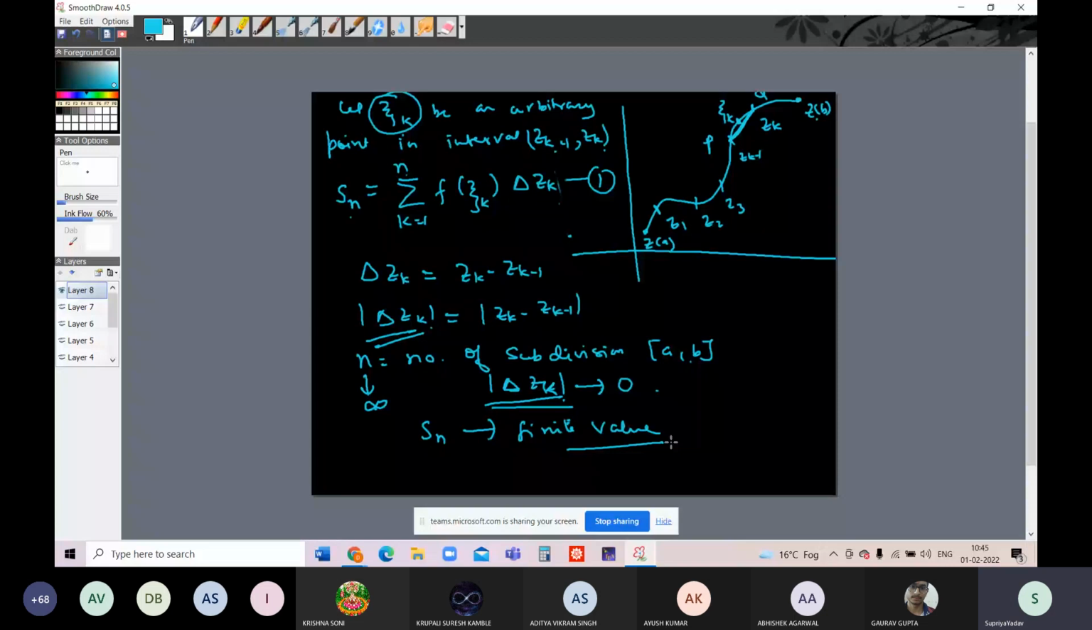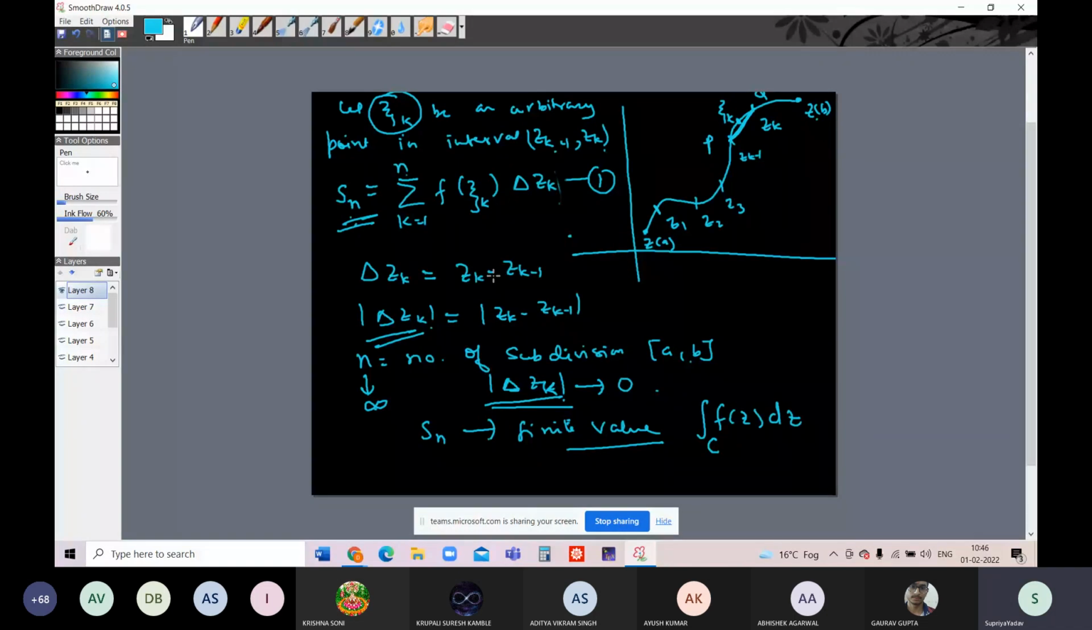Then we will say that if it is independent of the choice of partition and the choice of this arbitrary point xi k between the subintervals, then we can say that this function is integrable along this curve C. In that case, we replace this sum by the limiting value, whatever finite value comes. The finite value is denoted by the integral along curve C of f(z) dz.